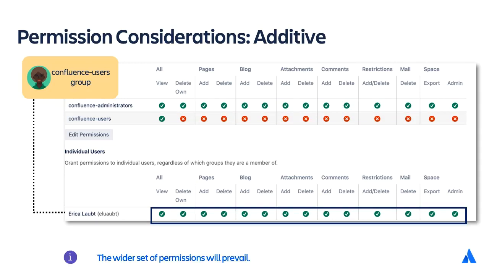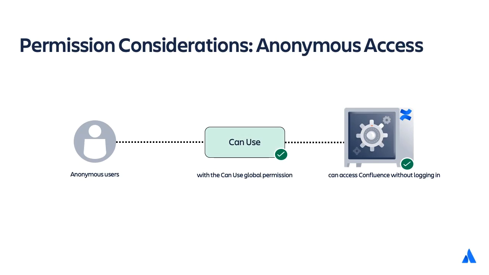Be aware that a user can belong to one group that doesn't have all space permissions, but if they are given other permissions, either via individual access or from membership in a different group, then the wider set of permissions will prevail. As we've already discussed, you can enable anonymous user access to your Confluence site by granting the can use permission to anonymous users.